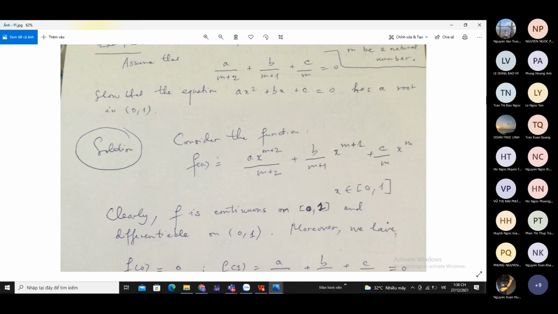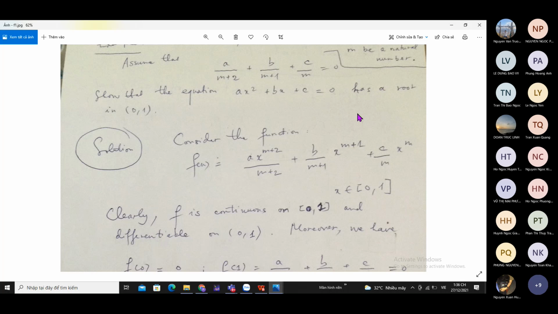Clearly, the function f is continuous everywhere. That's why it's continuous on the closed interval 0, 1. The function f is differentiable everywhere because the function f is just a polynomial. So the function f is differentiable on the open interval 0, 1.